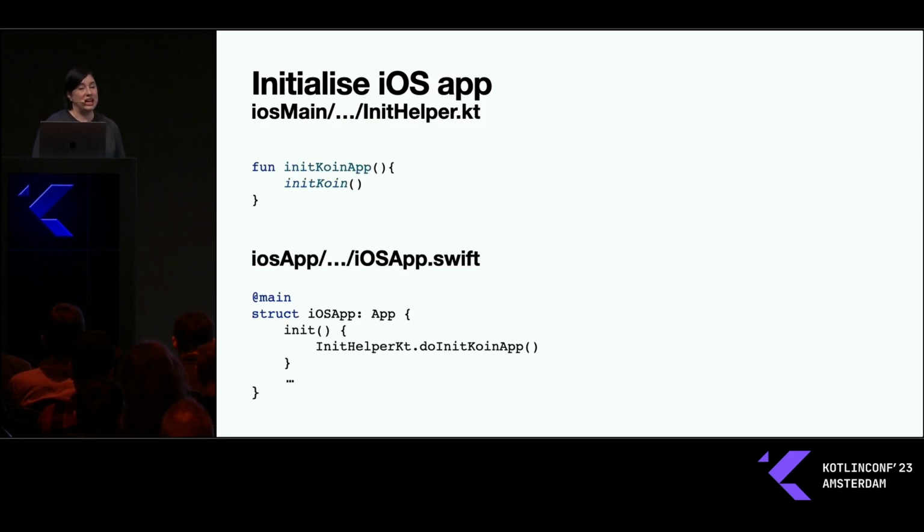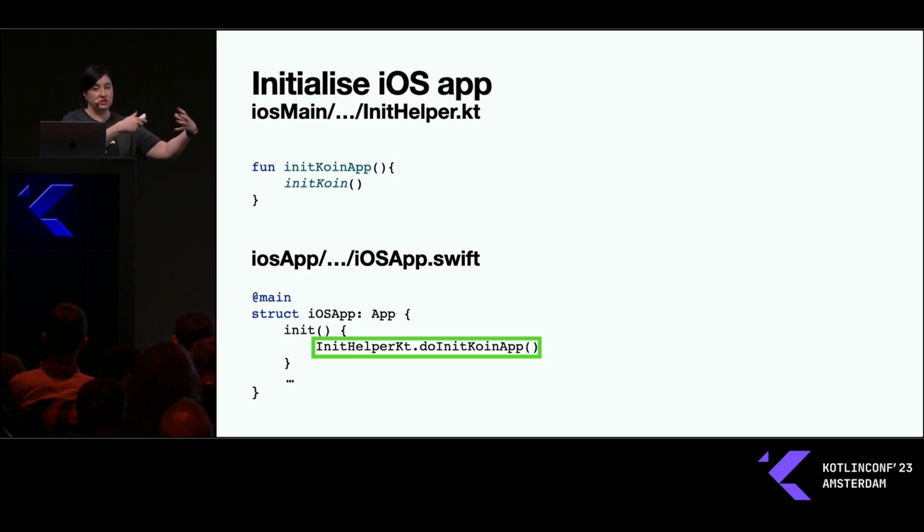But for iOS, we have a little problem. This is because you can't actually use Kotlin default arguments in Swift. But there is a workaround, don't worry. So we need to create a bridge or helper function in iOS main that we will use to call init Koin. So on iOS main, we're going to create this init Koin function that will call init Koin, and then in iOS app, we can call that function instead. So in iOS app, which is Swift code, we will call that function in the init stages of the app's startup time.